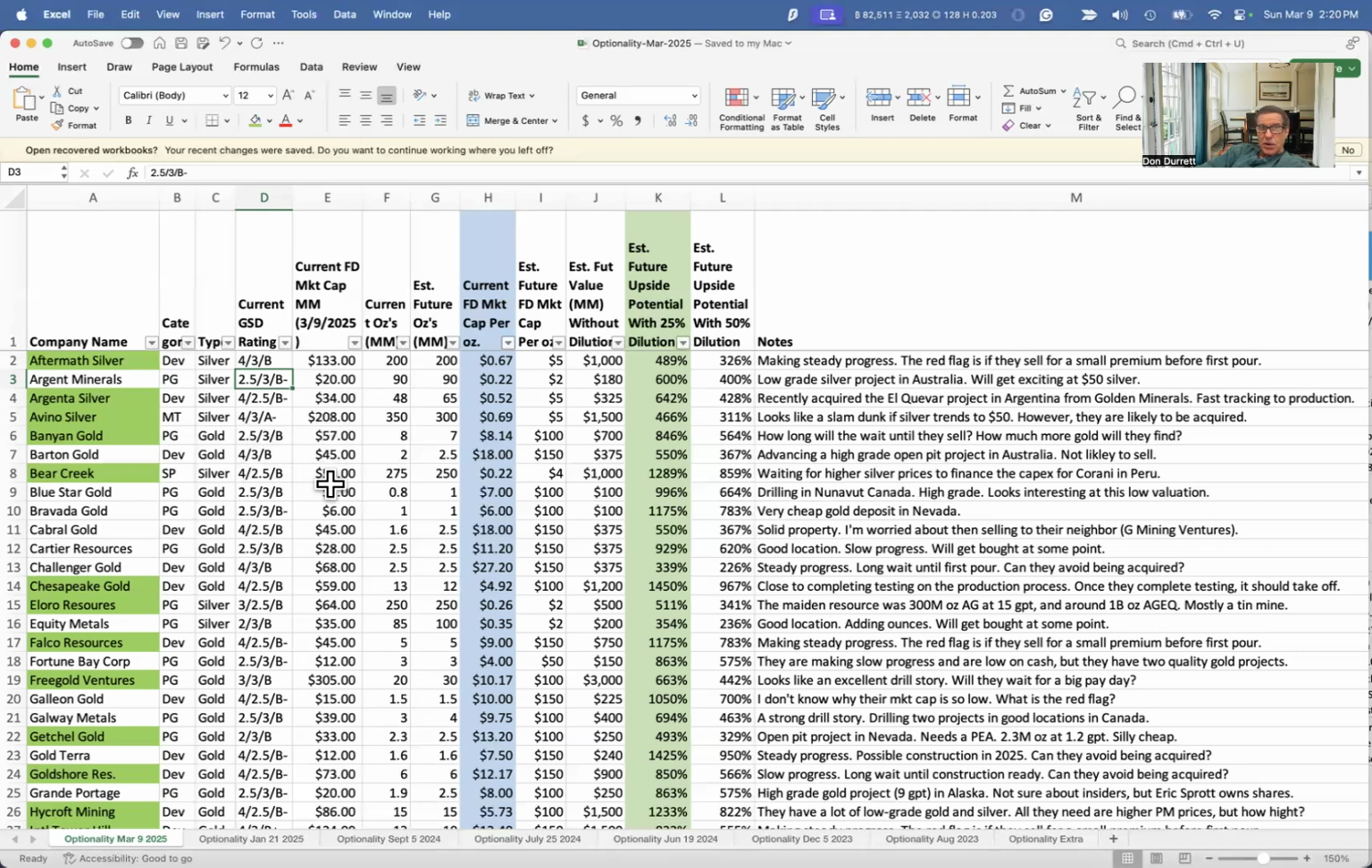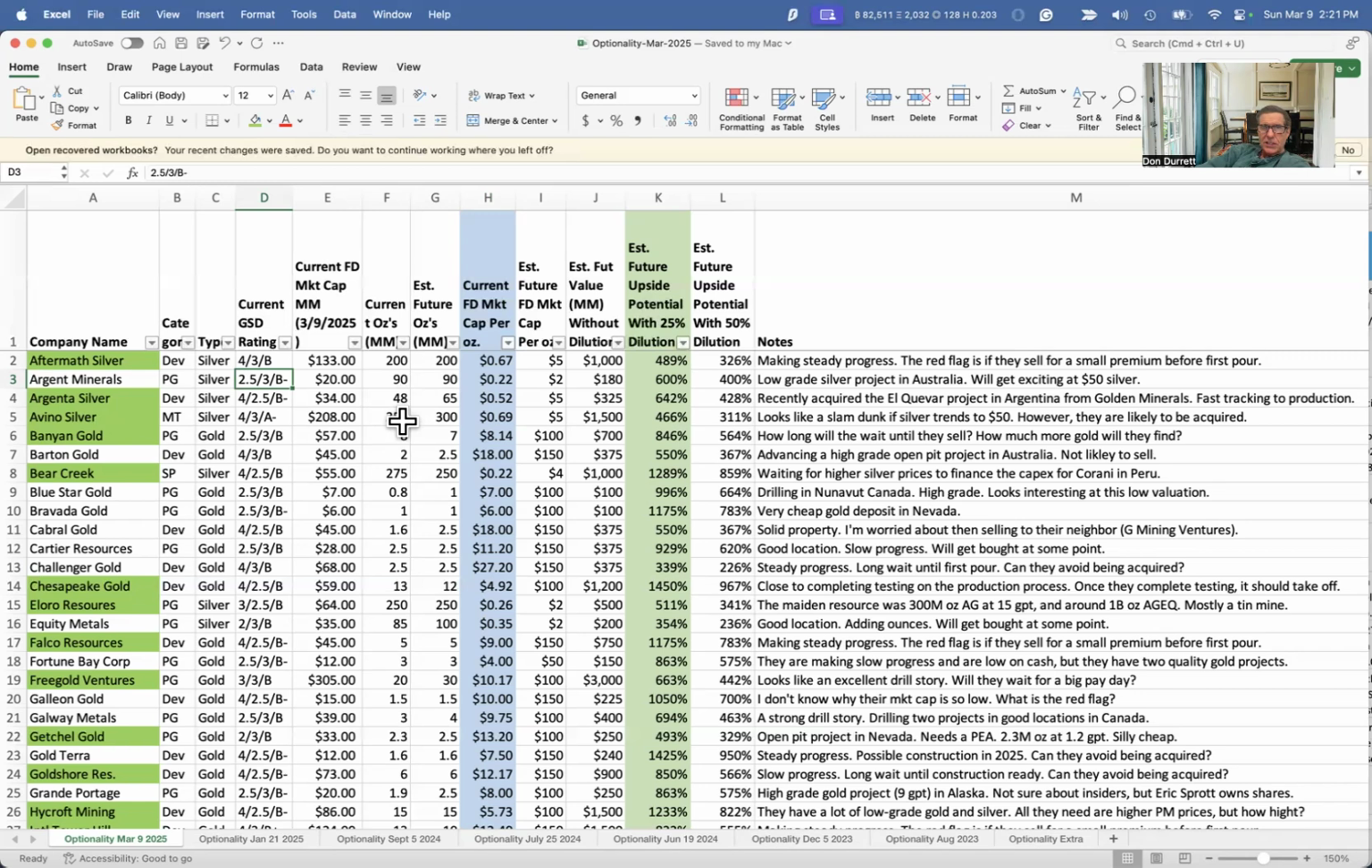Okay, this one is the current market cap in millions. So Aftermath 133, and then we have the current ounces in millions, 200, and then the future ounces. Sometimes I have the future ounces higher, sometimes I have them lower, depending on, this is my personal estimate. And these numbers, a lot of times I'll round them. Sometimes I'll use silver equivalent depending on the economics. Sometimes I won't. But these are basically my numbers. You need to validate them yourself.